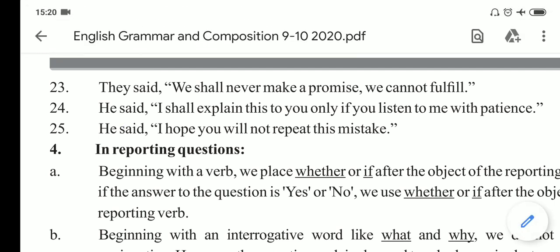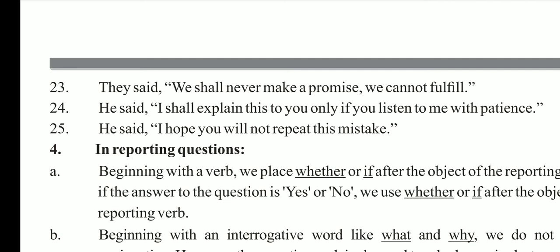Number 25. He said, I hope you will not repeat this mistake. He said that, which tense is this? I hope, this is present indefinite. He said, I hope you will not repeat this mistake. He said that he hoped you would not repeat that mistake. And if you assume that he is talking to you, then he said that he hoped I would not repeat that mistake.